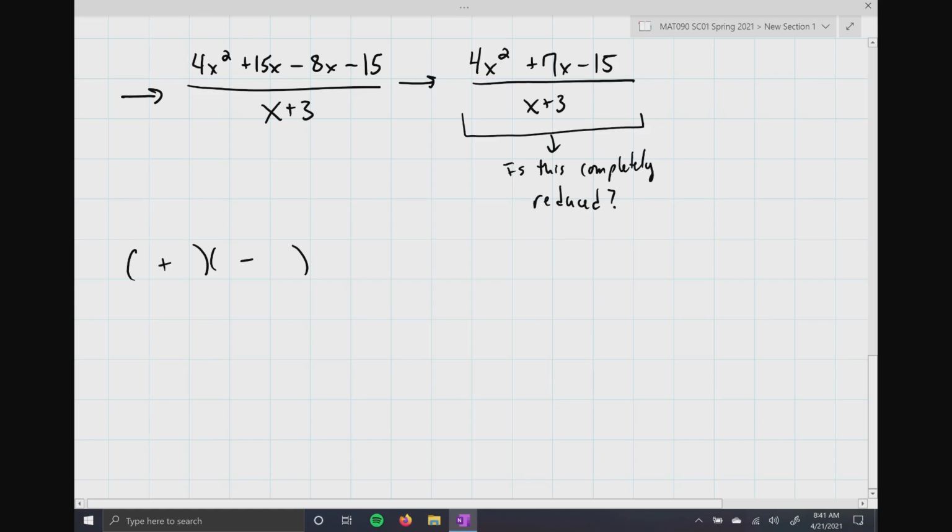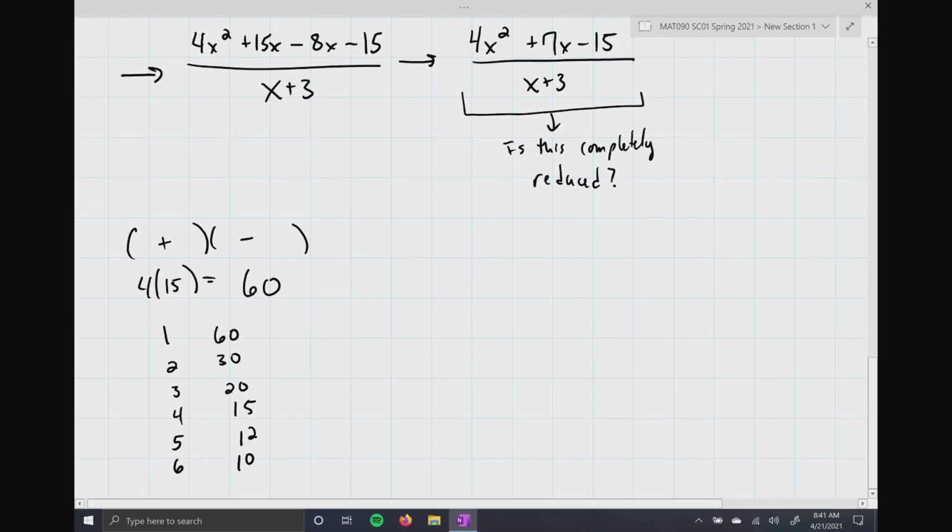Now, I'm going to take 4 times 15. Oh, man. That equals 60. And the only reason why I said, oh, man, is because 60 has a lot of factors. So we have 1 times 60, 2 times 30, 3 times 20, 4 times 15, obviously. 5 times 12, 6 times 10. 7 doesn't work, 8 doesn't work, 9 doesn't work, 10 times 6, so we just repeated ourselves.